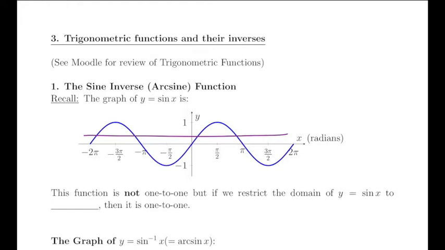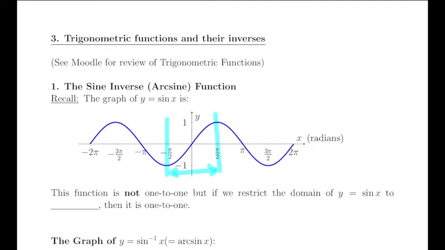Well, here's what we're going to do. We're going to restrict the domain of this function. Right now, the domain is all real values from minus infinity to positive infinity. We will restrict our domain to be from minus pi over 2 to pi over 2. So when we're looking just inside here, you will notice that it is one-to-one.